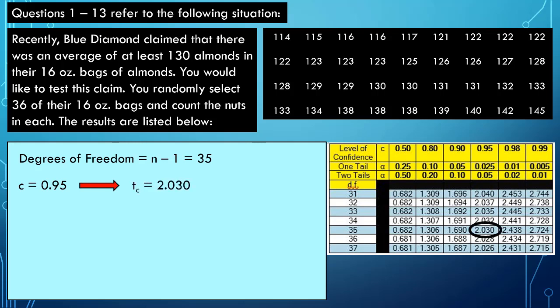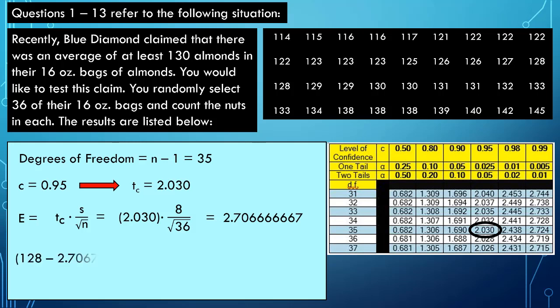Now we can find our error, because to build a confidence interval, we need to know the error. So error is going to be TC times S over the square root of n. TC we said was 2.030. The S we had found earlier was 8, and n was 36. Notice we're not using n minus 1, we're using n. When we multiply that out, we get 2.7066666667. We're going to round that to 4 decimal places.